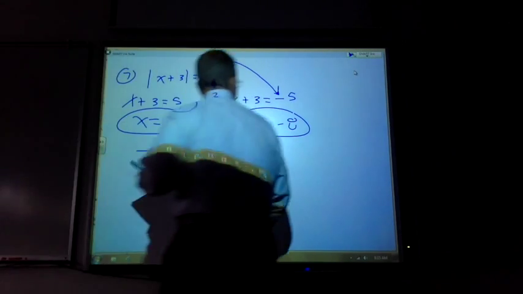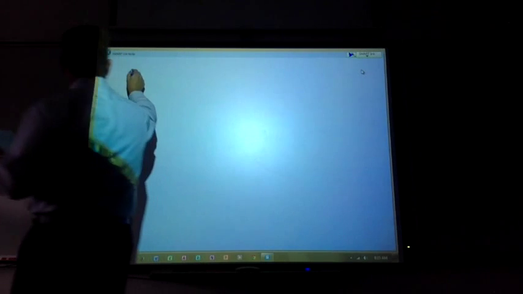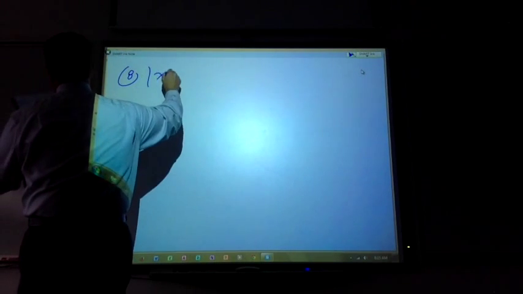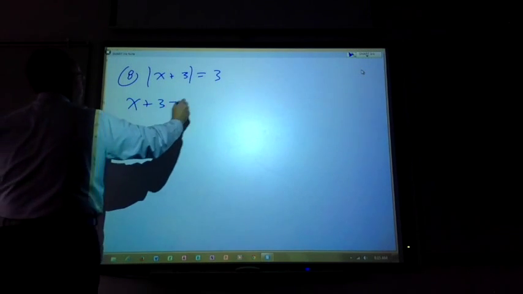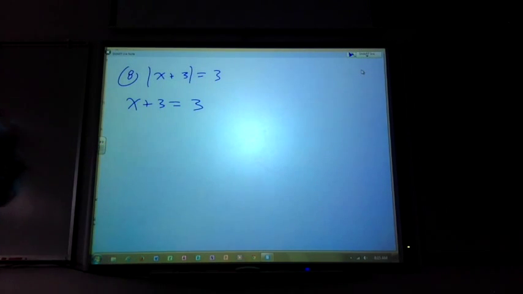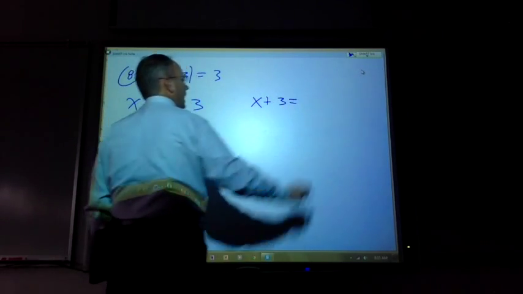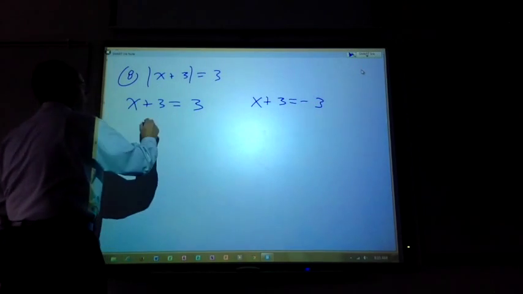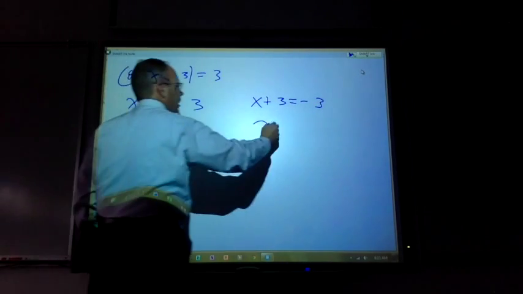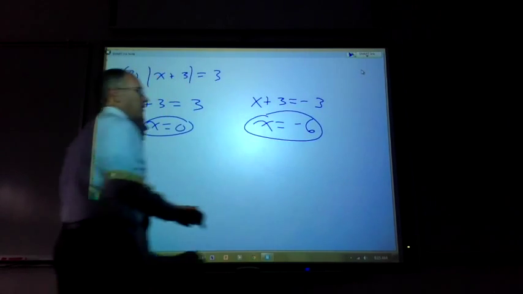Number 8. The absolute value of x plus 3 is equal to 3. How many problems? 2. Second problem is going to be this. Equals what? Negative 3. Solve it. Subtract 3. Subtract 3. Both those answers will work.